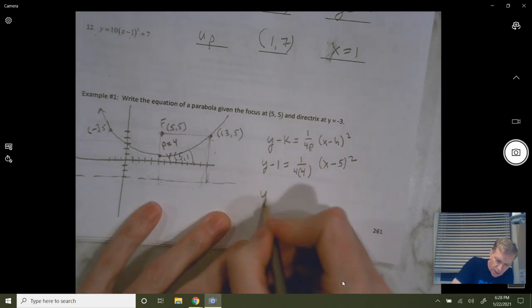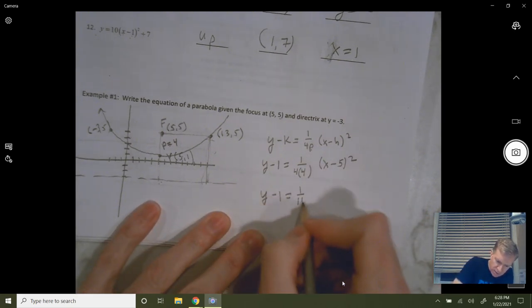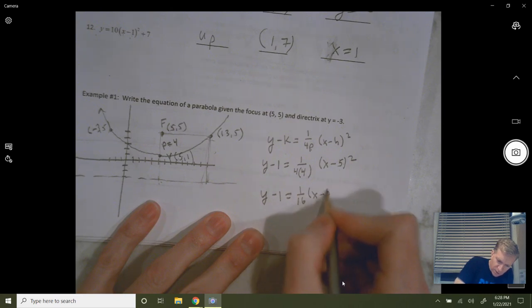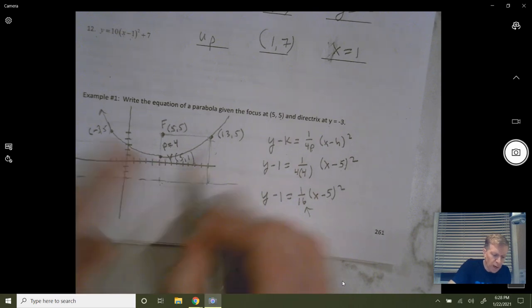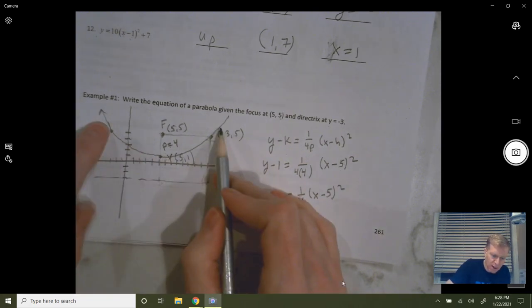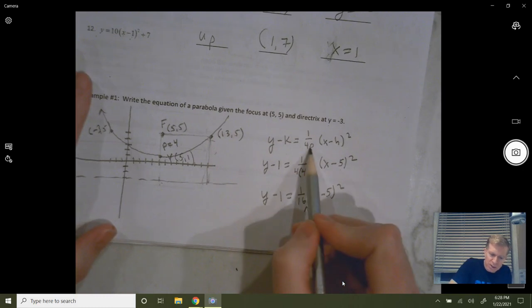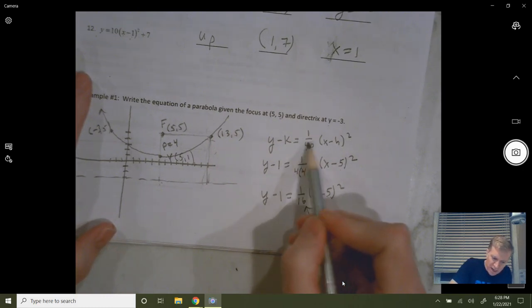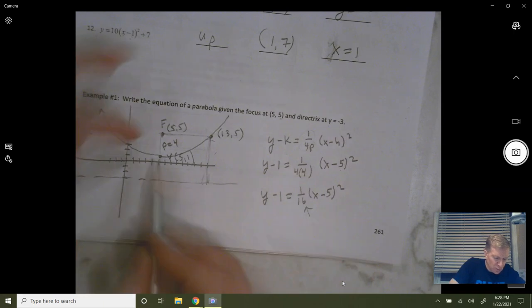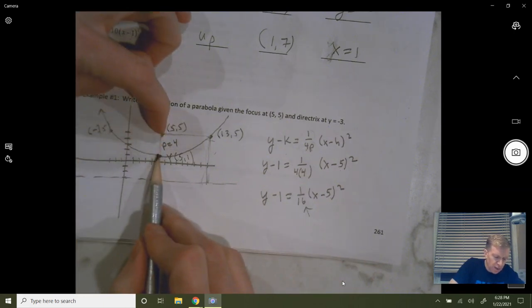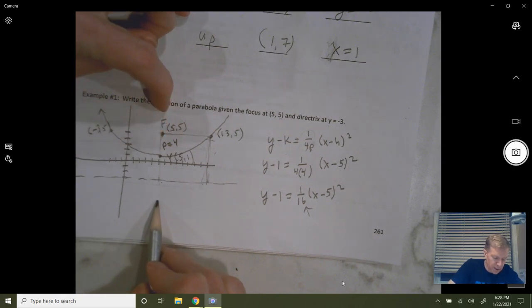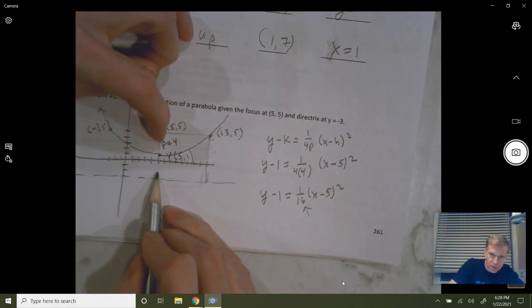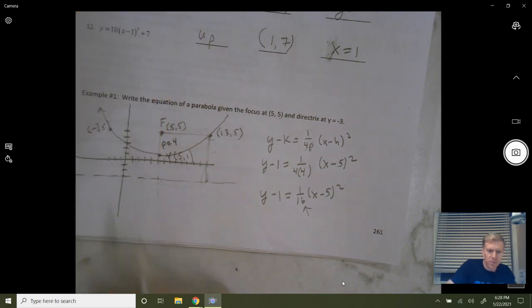So our equation is y minus 1 equals 1 over 16 times (x minus 5) squared. Remember, when that a value gets smaller, your parabola is opening wider. So you can kind of see what's happening now. When your p gets bigger, your denominator is getting bigger, which means your a value is getting smaller. So when p gets bigger, the further away your focus is from the directrix, the wider it's going to open. And as these get closer together, you're going to get a parabola that opens much more narrow. Okay. Let's go to the next one.